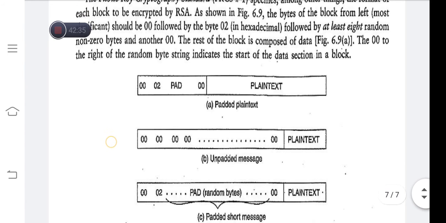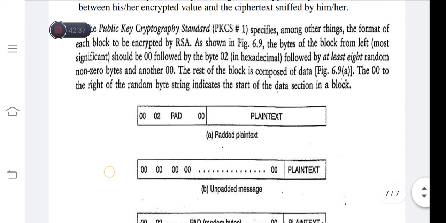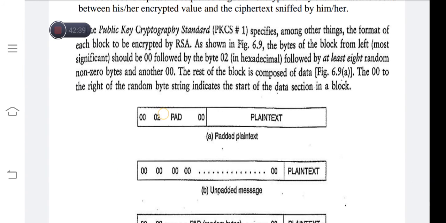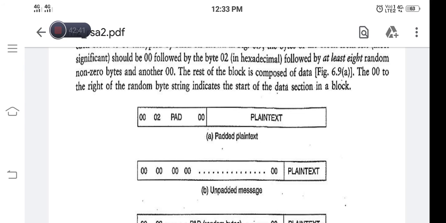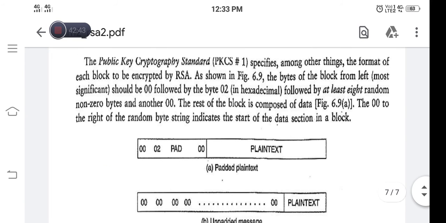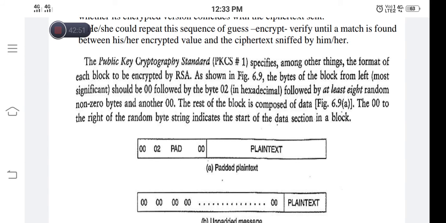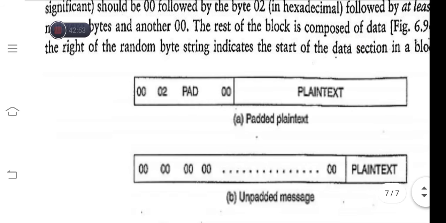So in figure 6.9, here we have figure A. We have the bytes of the block from the left, that is from the MSB, should be 00, as we are seeing here, 00.